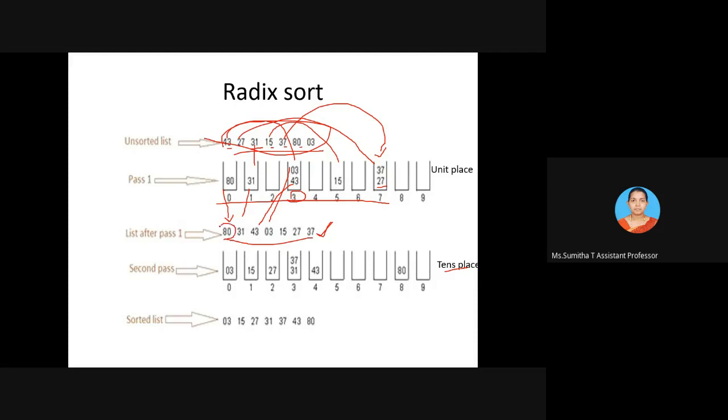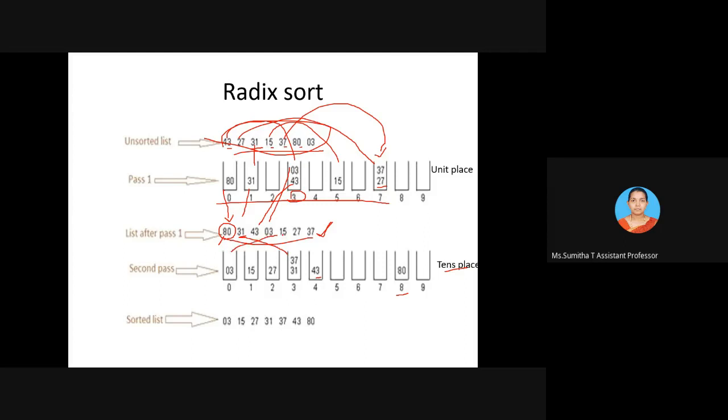Okay, now I have the element 80. For that, which one is the 10th place? This 8, right? So I can keep that particular element in the 8th bucket. Okay, and 31. So the 10th place is 3. So I keep the element in the third bucket here. And 43, I can keep the element in the fourth bucket here. And 03 means the 10th place is 0. So I can just keep the element in the 0th bucket.